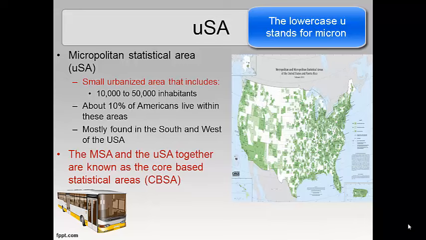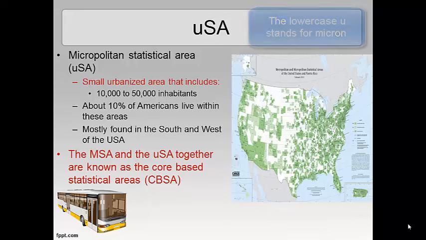Alright, let's talk about something different: the Micropolitan Statistical Area. They couldn't give it the acronym MSA, since it would have been the same as the metropolitan. So what is this? Well, it's a smaller urbanized area that includes between 10 to 50,000 inhabitants and everything else from the metropolitan. About 10% of Americans live in these areas, and these micropolitan areas are mostly found in the south and west of the United States. Together, the MSA and the Micropolitan Statistical Area form something called the core-based statistical areas.